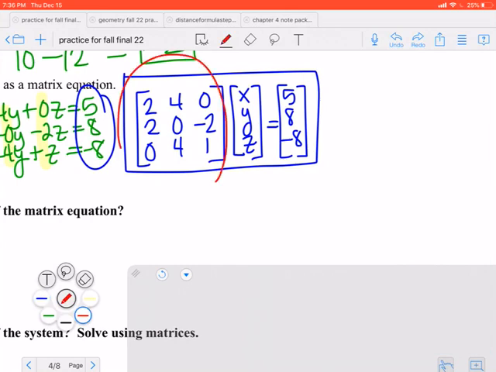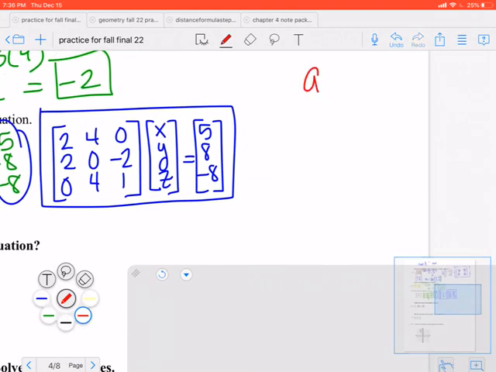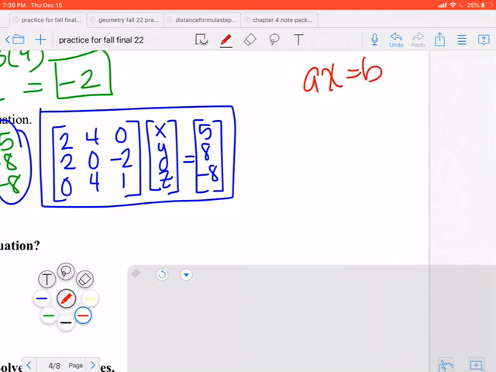We have something times the variable equals something. Think about it like this: A times x equals b. I would divide both sides by a to solve for x. But we're talking about matrices, so instead of divide, I'd be multiplying by the inverse. So I would be multiplying both sides by this one's inverse.